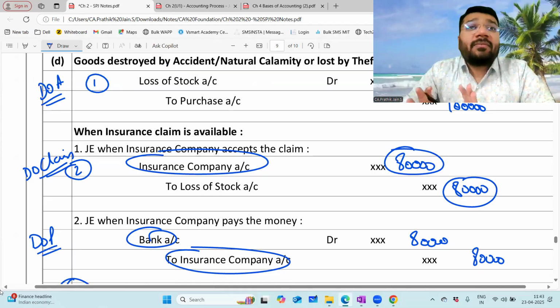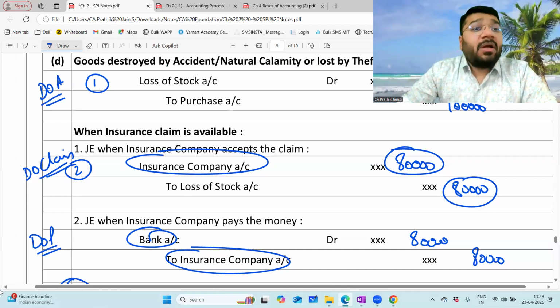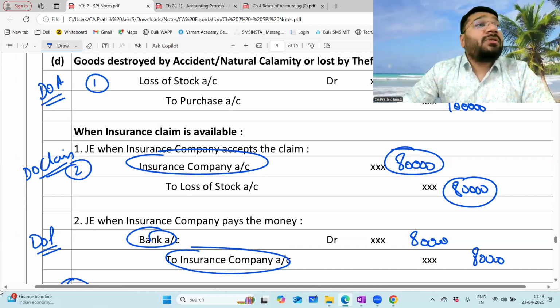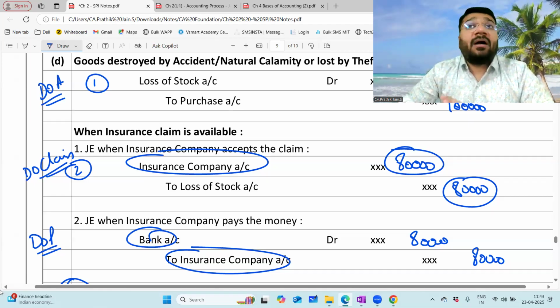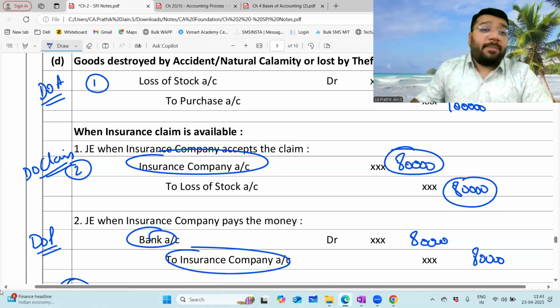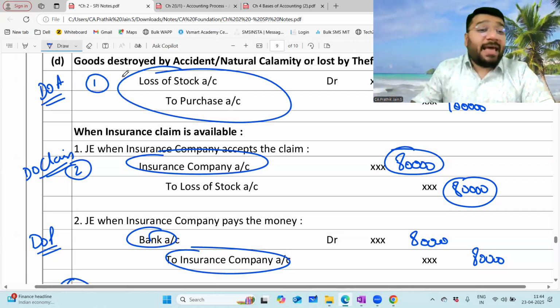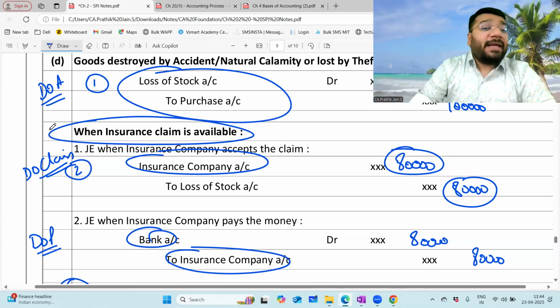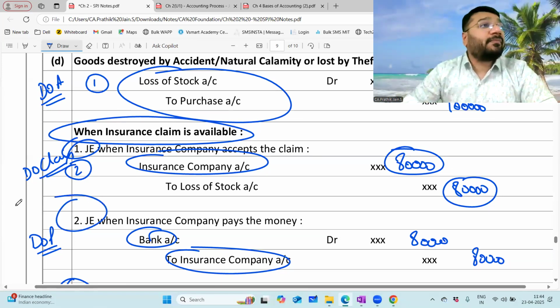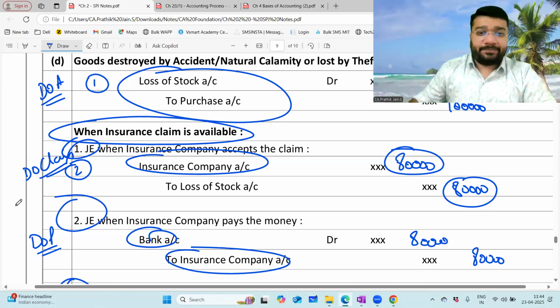First entry is clear. No doubts. Open your mouth and say. No doubts. Now, these three entries are possible only when the goods destroyed by accident have an insurance claim. When an insurance claim is not there, only one entry will come, which is the first entry. Only when the insurance claim is available will the next two entries come into picture. Any problem? Any difficulty? Okay.